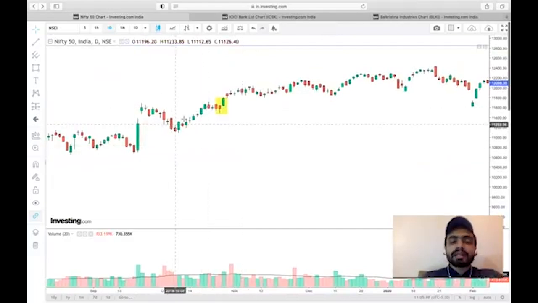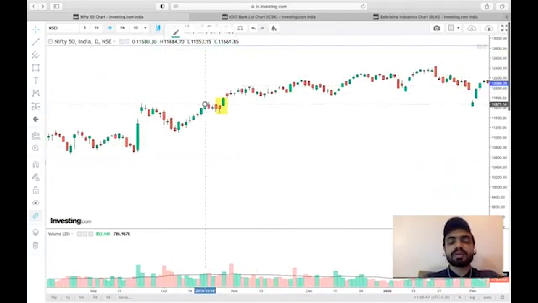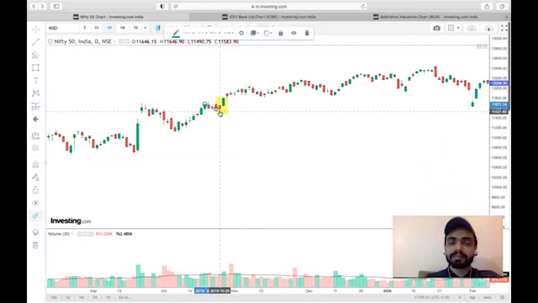Again, there is an existing uptrend, but in that uptrend, we have small corrections in the market. So again, in this case, I will not call this my hanging man. Rather, I will call it my hammer pattern only. So this is in my secondary trend.